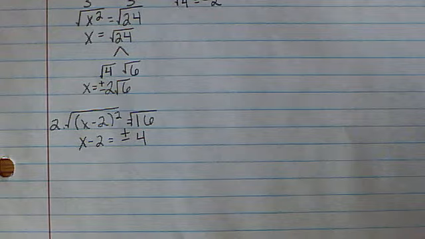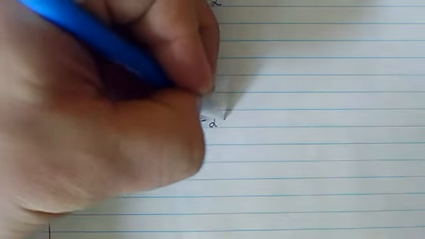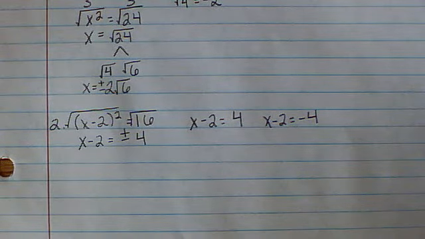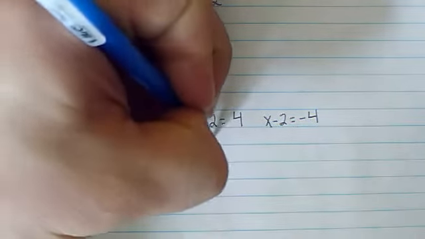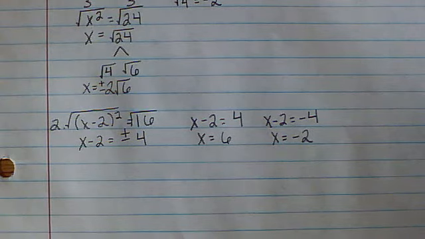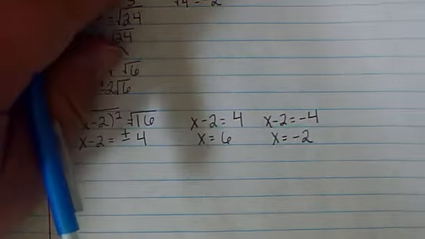Now, in order to solve for this problem since I have plus or minus, what this is telling me is that my x minus 2 could equal a positive 4, or my x minus 2 could equal a negative 4. So I'm going to have two separate answers for this equation. On this side, my answer is going to be x equals 6. On this side, my answer is going to be x equals negative 2. So those will be my two answers for number 2.